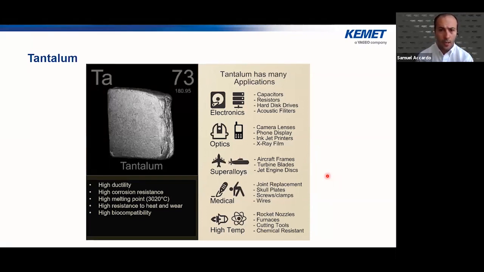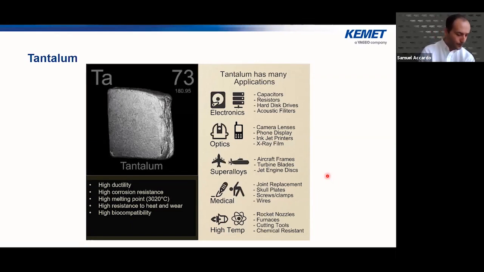And a fun fact, when you're looking at the applications on the right-hand side, under medical, tantalum is not rejected by the body. So it's used very often in things like joint replacement, skull plates, screws, clamps, and wires. So it's good in bodies, but the material is also used in a lot of different types of devices, whether it's electronics, optics, super alloys, and high temperature applications as well. These types of devices are used in all kinds of applications, and the fact that KEMET is the world's number one user of this product makes it a little bit more special for us.